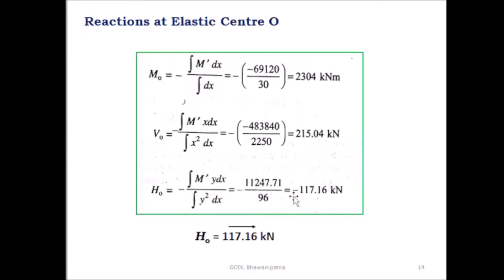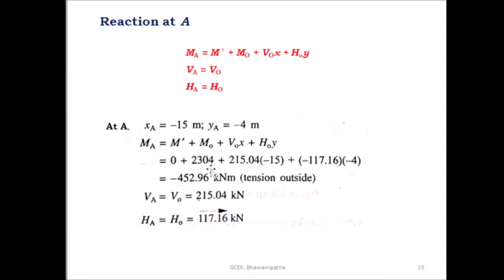Then after knowing MO, VO and HO, you can find out the reaction at A and the reaction at B. The reaction at A can be found using this equation: MA is equal to M dash plus MO plus VOX plus HOY, because you already know MO, VO and HO, and you know the coordinates X and Y from the elastic center. You know the coordinates of the point A, so you can find out the moment at the support A.